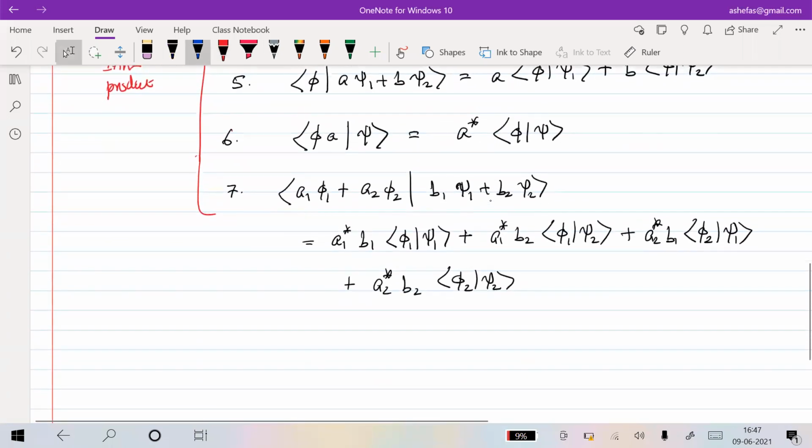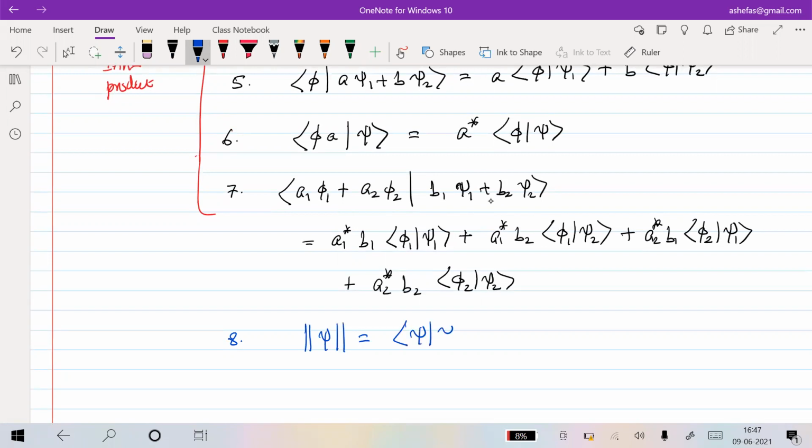Okay, now based on the inner product, we can define the norm also. So the norm of any vector psi is the inner product of psi with itself, all raised to 1 by 2. Now, if it is normalized, for unit norm, the inner product with itself must be 1.